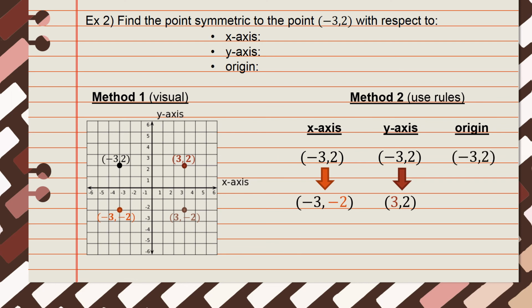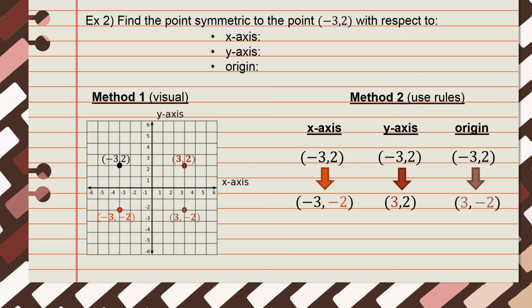For the origin, again, we're starting with the original point, negative 3, 2. And to find the symmetric to the origin, we have a negative x and a negative y. But again, that negative just means the opposite of. So the opposite of a negative 3 is a positive 3. The opposite of a positive 2 is a negative 2.